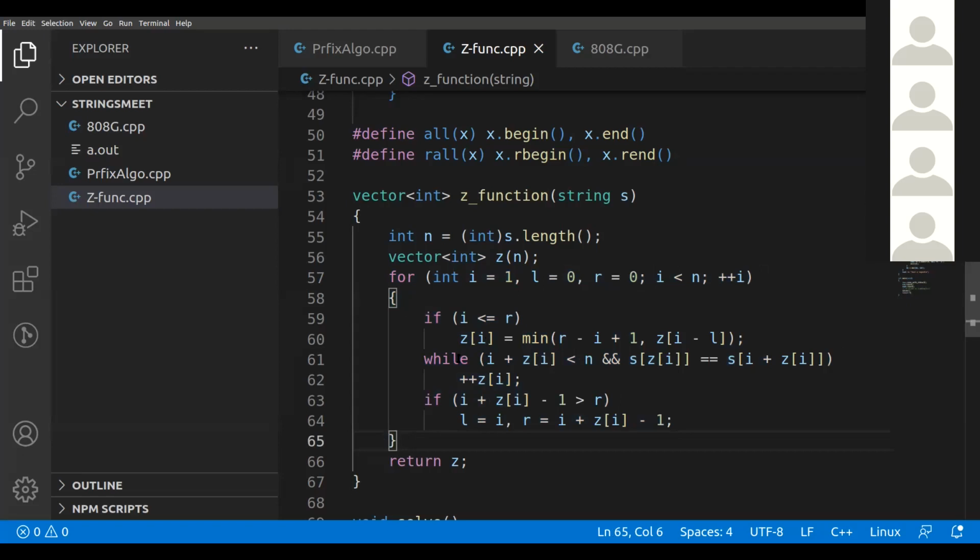And now I will come back for an example in the end through a problem. But first I'll cover the automaton for the prefix function.